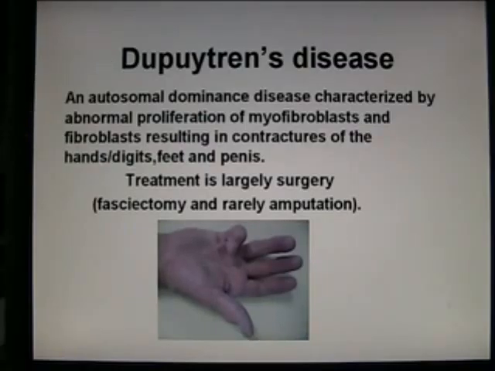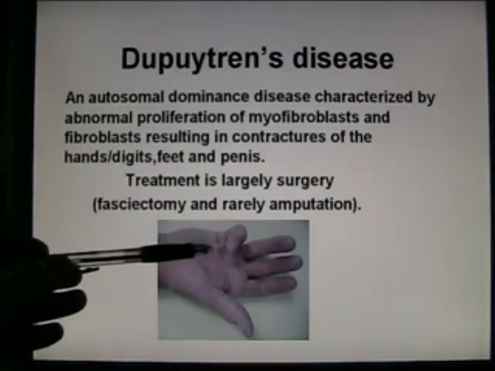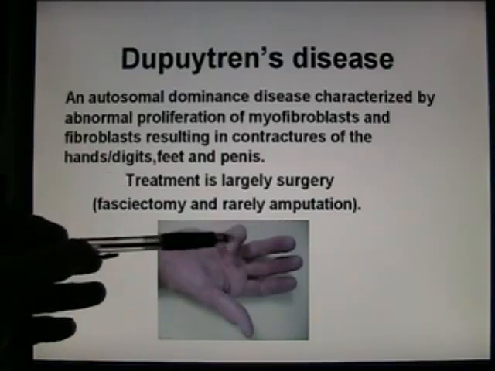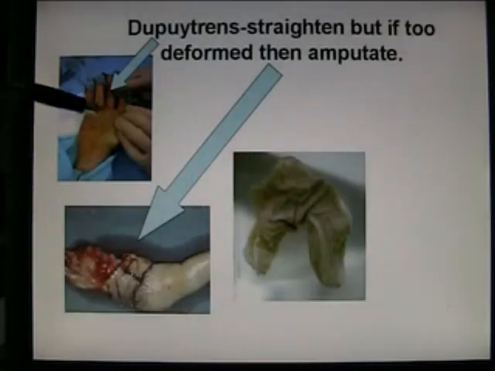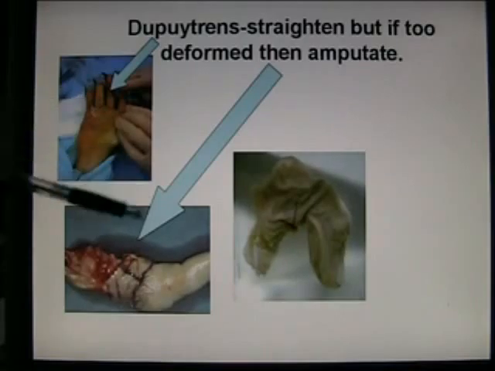Dupuytren's disease, autosomal dominant, abnormal proliferation of the myofibroblasts of the palm, causing cords, bands, and deformity of the digits. Treatment is largely surgical. Excise the bands. Sometimes you have to amputate a badly deformed digit, as in this case. Here it is, excising the cords or bands. Here this required the excision of the digit.